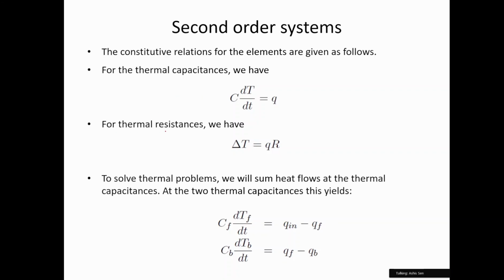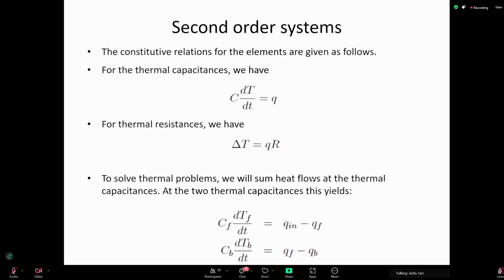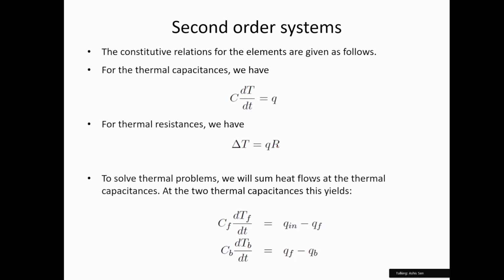Now for thermal resistance, we have this relation coming from the Fourier law of heat conduction. That is, the temperature difference is the heat flow rate times the resistance, okay? An equivalent analogy is voltage, current, and resistance. Similarly, your temperature drop is like the potential difference, Q, the heat flux, is like the current, and the thermal resistance is like the electrical resistance. So you have this equation.